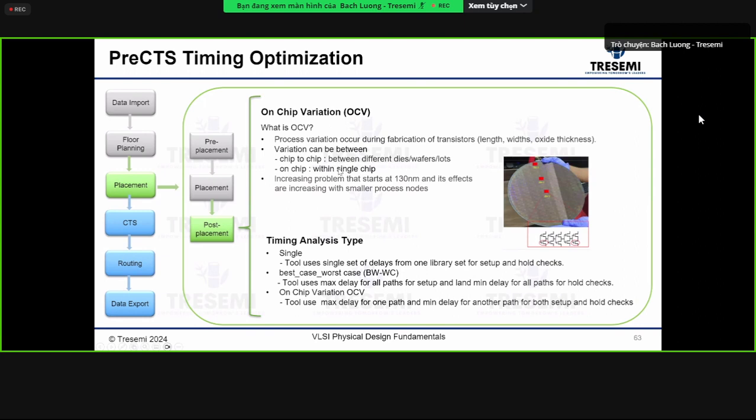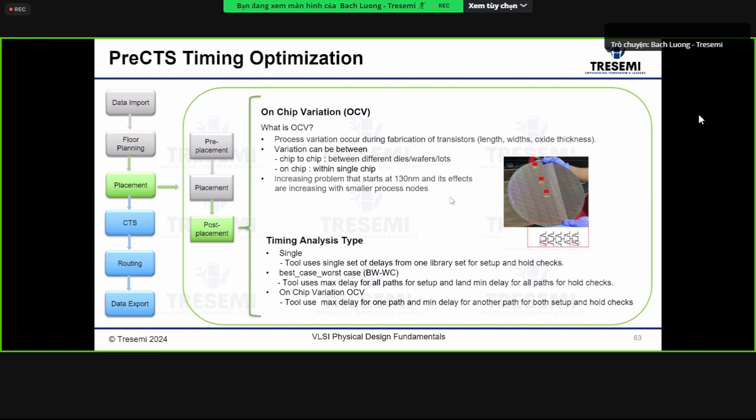Let's talk a little bit about on-chip variations, OCV. It's a process variation that occurs during fabrication of a transistor, affecting things like gate length, width, and oxide. When you fabricate, variation can happen from chip to chip. Basically, this is a wafer, and a chip happens here and here. The transistor size for the same location may be different here versus here. That's what we call process variations.